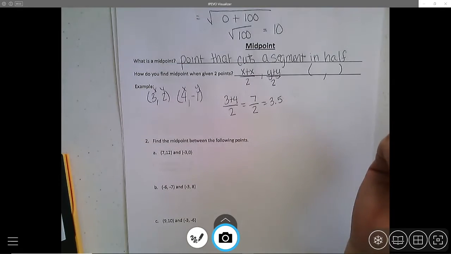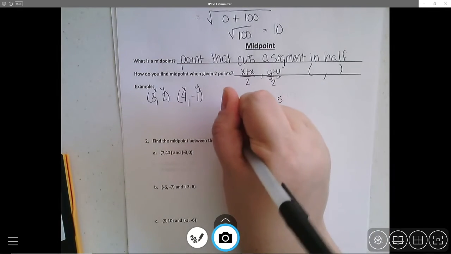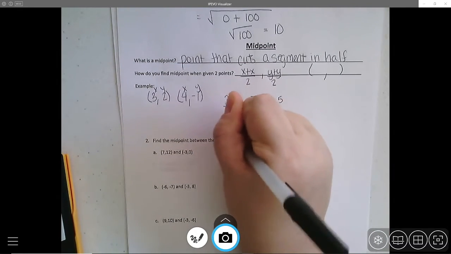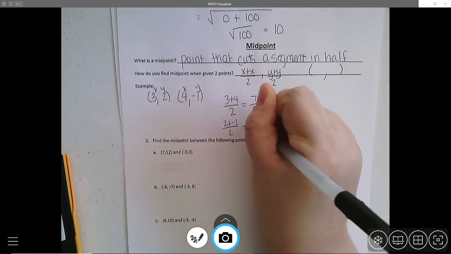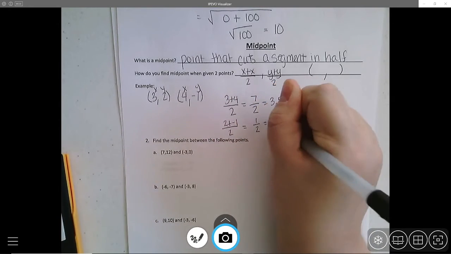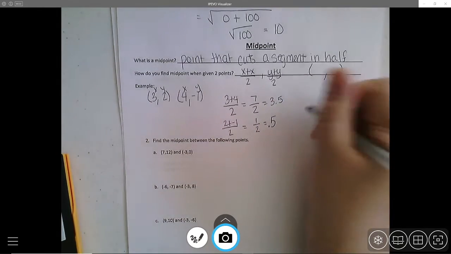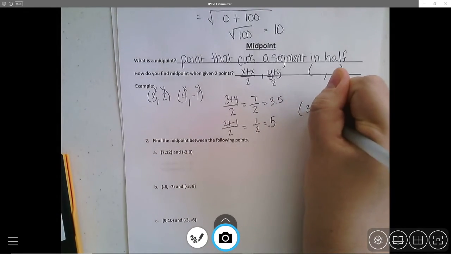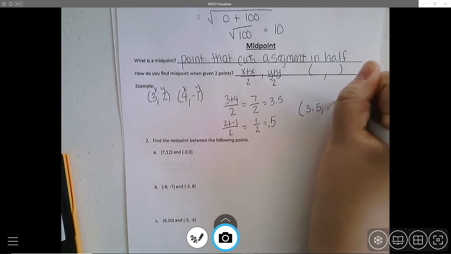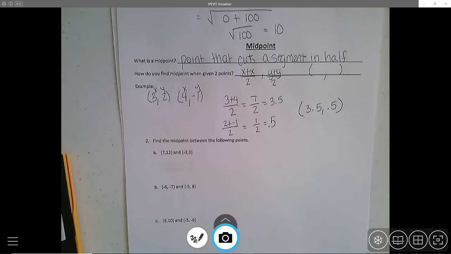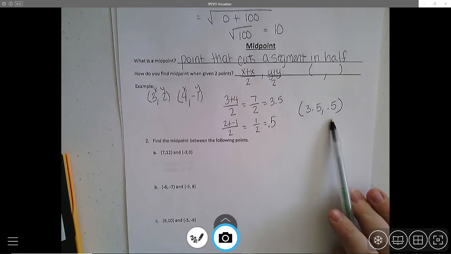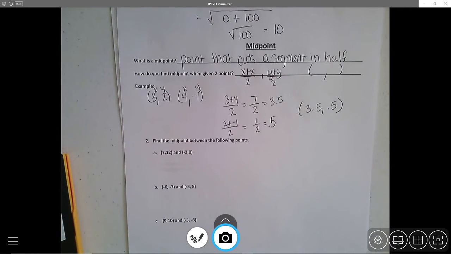Now I'm going to do the same thing with y's. 2 plus a negative 1 divided by 2. That is 1 divided by 2, which is 0.5. Your midpoint would have been 3.5, comma, 0.5. Sometimes your midpoint will be whole numbers. If they are not whole numbers, they will have a decimal of 0.5.